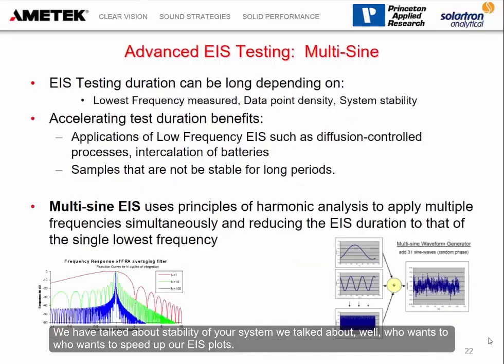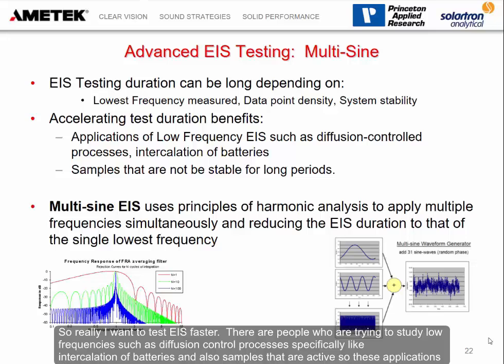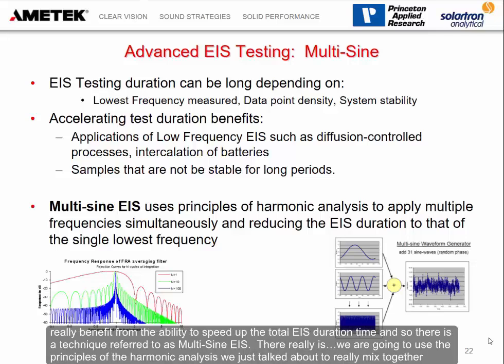Another topic we talked about was stability of your system. We talked about who wants to speed up their EIS plots. EIS testing can have very long duration, and that's going to be driven by the lowest frequency you measure, by your data point density, and then the impact is going to be driven by system stability. So really, I want to test EIS faster. There are people who are trying to study low frequencies, such as diffusion controlled processes, specifically like intercalation of batteries, and also samples that are active. These applications really benefit from the ability to speed up the total EIS duration time.